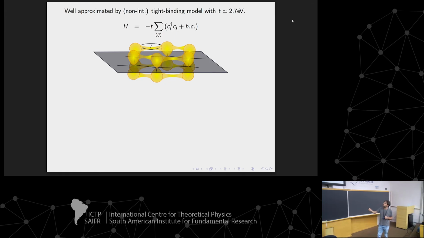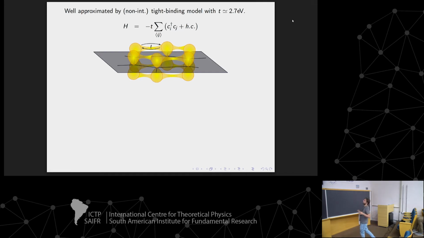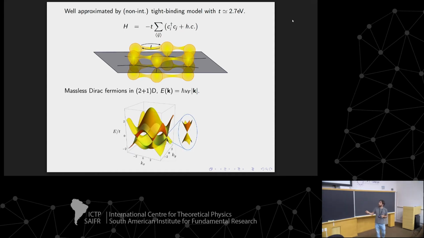And you can write in a simple way a tight binding model here, written in second quantization language, where essentially I am allowing for the electron to be destroyed in one position and created in the neighboring position, okay? So essentially the electron jumps from here to here. And here I have a parameter, this hopping parameter, that in graphene people always assume, by comparing to experiments, has this particular 2.70 eV value. Okay, we can solve this model, diagonalize this Hamiltonian, and we get this band structure.